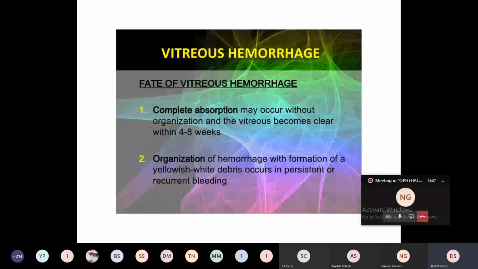What happens to the vitreous hemorrhage? Many a times it gets resolved on its own. Complete absorption may occur without organization, and the vitreous can become crystal clear within 4 to 8 weeks. But sometimes the organization of hemorrhage with formation of yellowish white debris occurs in persistent or recurrent bleeding.